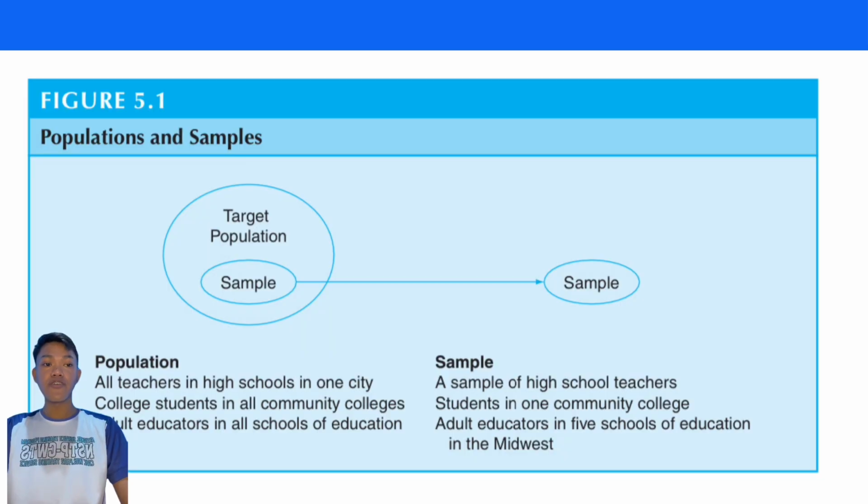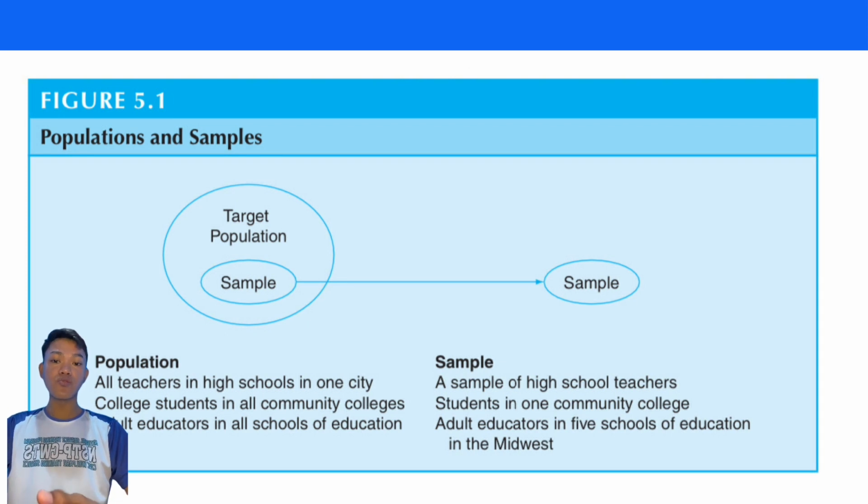In figure 5.1, this will allow us to understand the concept of population and sample. For example here, all teachers in high school in one city. Those are the population or the total population of our study. But it is not possible for us to conduct that research on all teachers in one city because their population is very large.